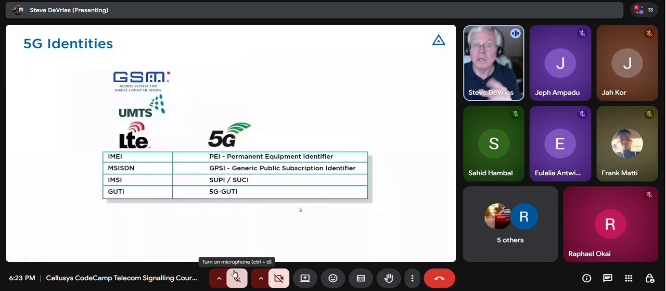That's what's happening in 5G. There are some different identities. UMTS, GSM, LTE. Remember, your hardware identity was called the International Mobile Equipment Identity.